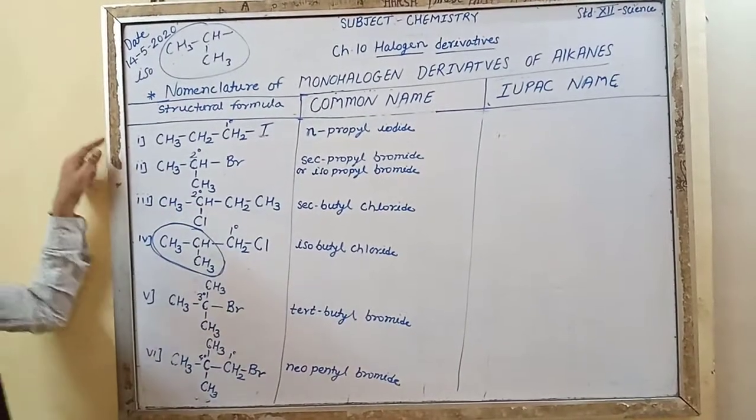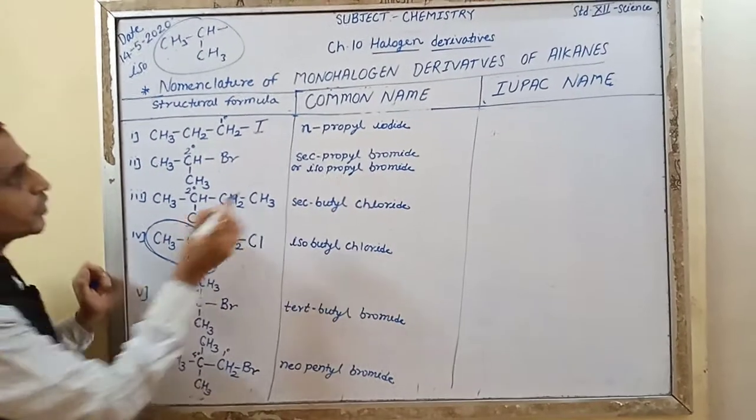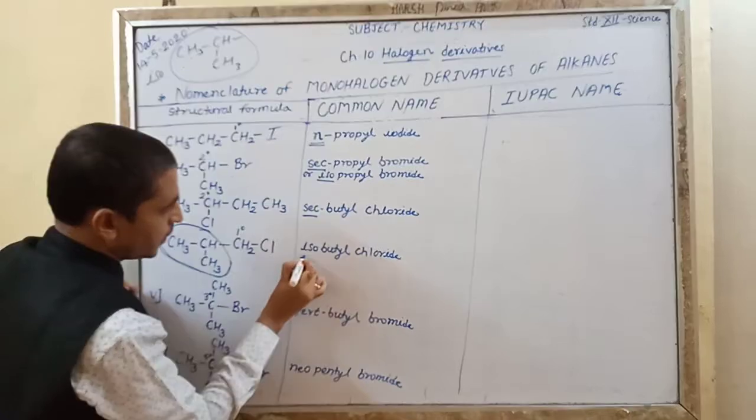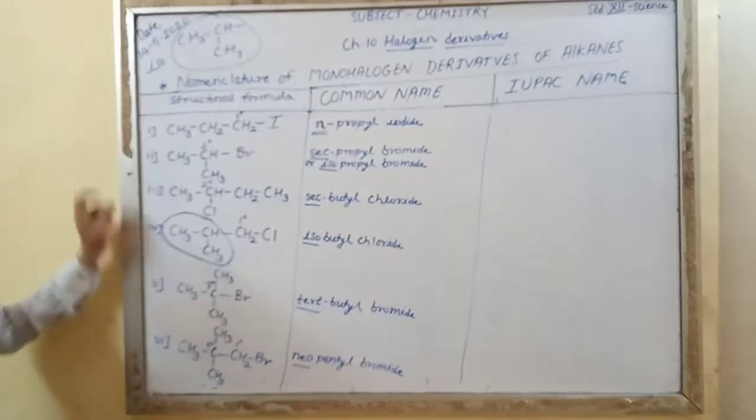So in order to give a common name, you must count all the carbon atoms present in the structures, and we can use the words n, sec, iso, tertiary or neo. These words are used.